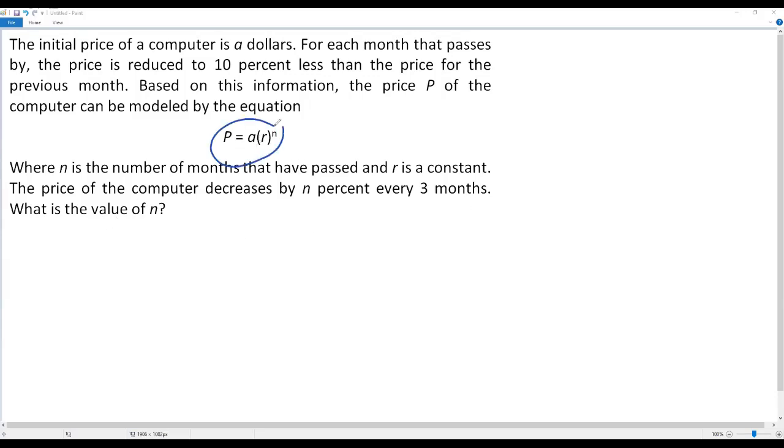Actually, here we have an exponential function, and it's an exponential decay function because the price P represents the price of the computer, which is reduced to 10% less than the previous month. Our first aim is to find the value of R so that we'll be able to solve this problem. Usually, we write the exponential function in the form P equals A times (1 plus or minus some value) raised to the power of n.